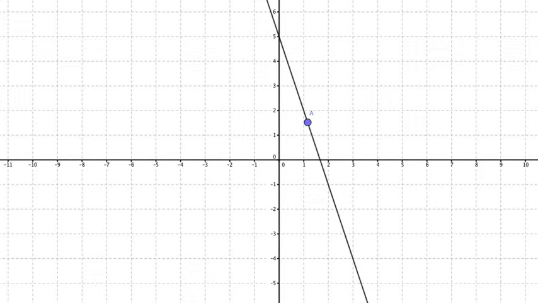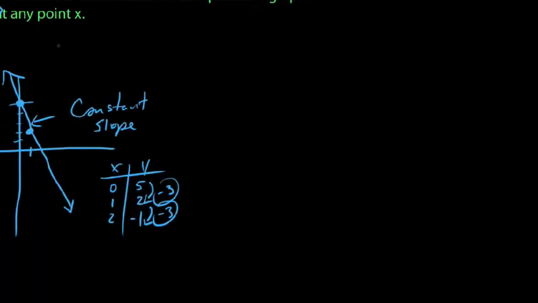So if the tangent line has the same slope as the graph at any point x, then we know that this tangent line has the same slope as any x value on our original graph. And so we should get, when we do the derivative, negative 3 for all points x. But let's just go ahead and show this.